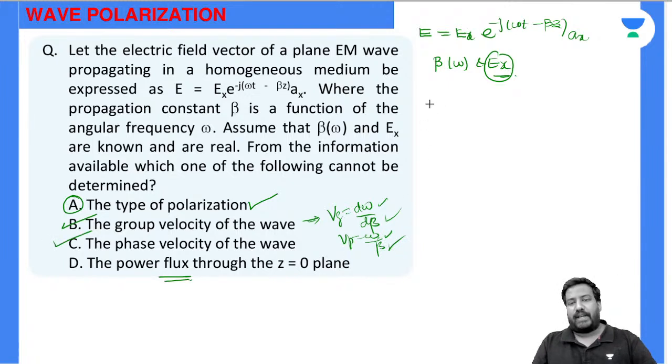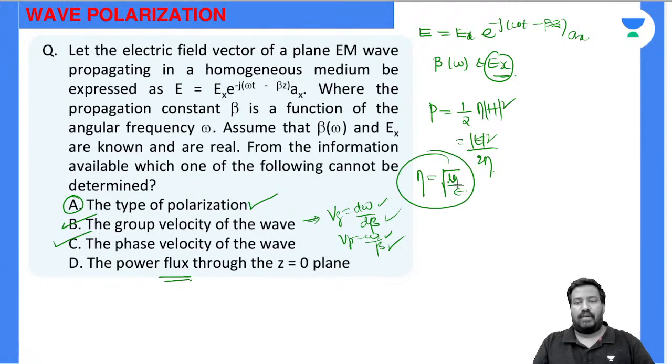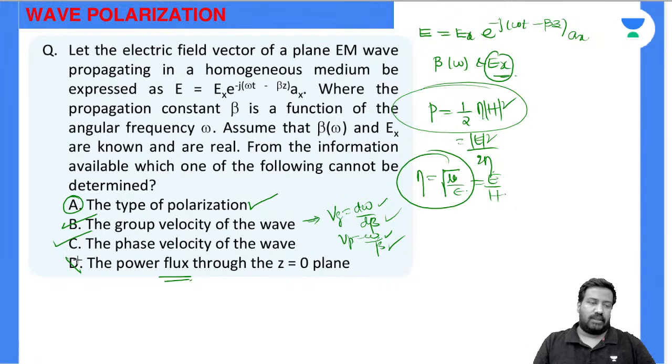Power flux, or the power radiated. Poynting theorem: 1 by 2 eta H square, E square by 2 eta, where eta is under root of mu by epsilon. Without the knowledge of mu and epsilon or both the fields E and H, you cannot determine eta, and thereby you cannot determine the power flux. This is what you cannot determine. The option D is the answer. Is that clear?